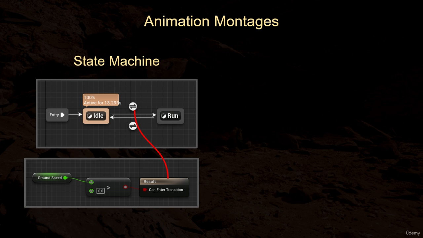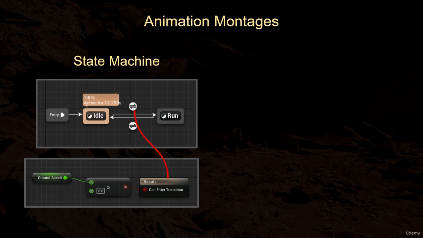This transition rule here checks our ground speed, and if it's greater than 0, we're allowed to transition from idle to run. And we'll see that reflected by our character's pose, changing from idle to a running pose. This is a good way to take care of animation states, as these conditions are constantly checked. And as soon as the ground speed is greater than 0, we see that change in pose immediately.